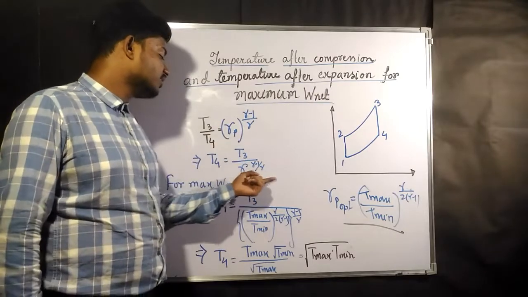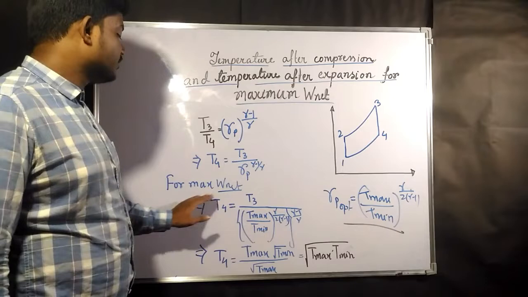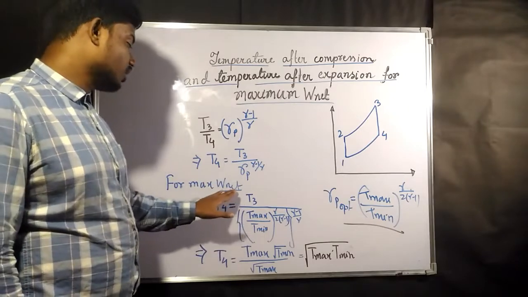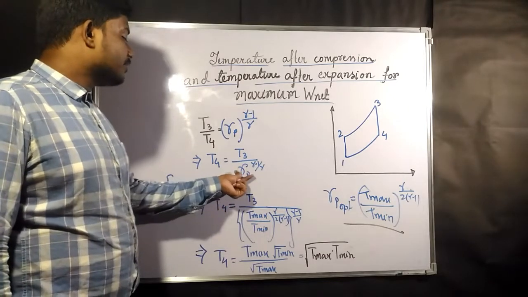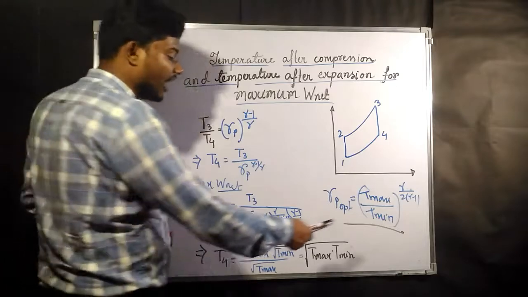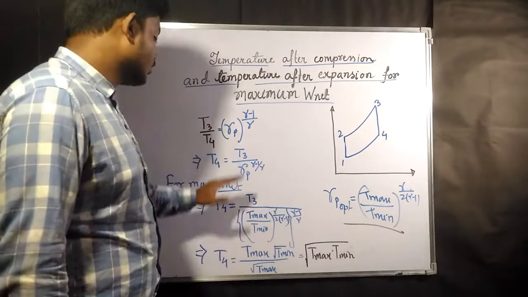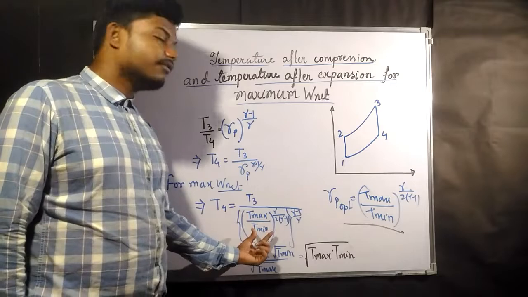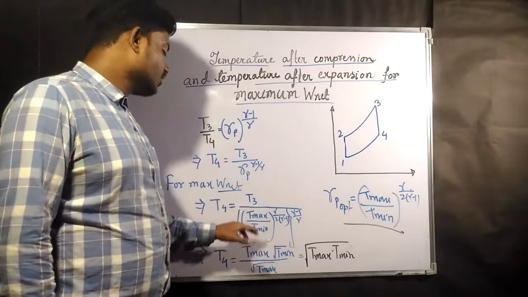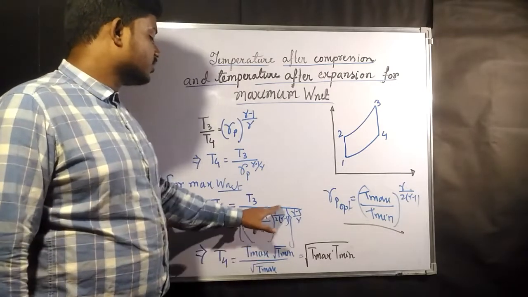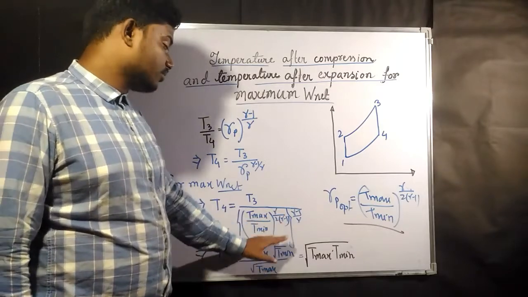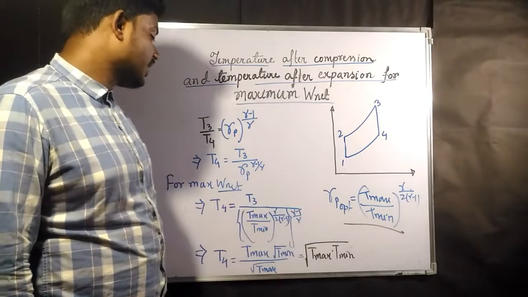Okay, if you simplify this, you are going to get this. Now for maximum W net, the maximum net work output, the RP should have the value of R optimum. So in the next line we have directly put the value of R optimum in place of RP. So this is T max by T min to the power gamma by 2 into gamma minus 1, and whole to the power gamma minus 1 by gamma.